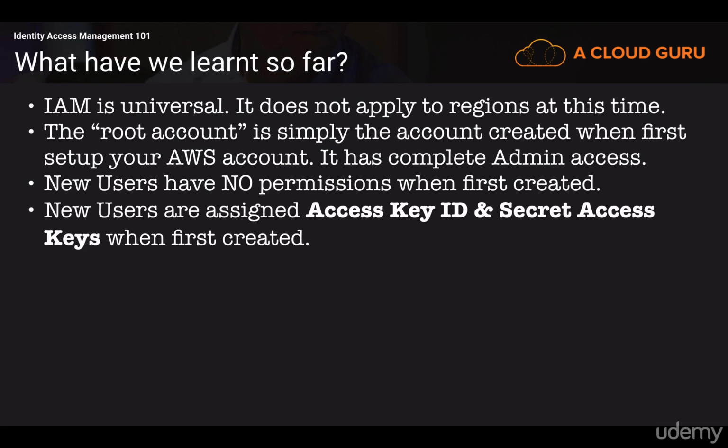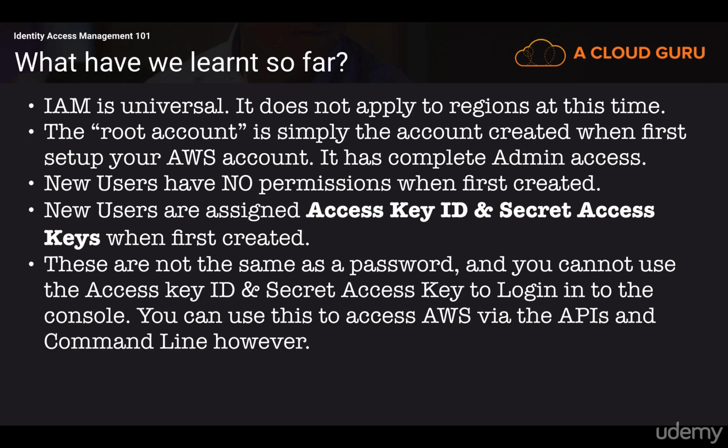We've also learned that new users are assigned an access key ID and a secret access key when first created, and that's what we downloaded in our CSV file. Now it's really important not to confuse them with passwords. You can't use your access key ID and your secret access key to log into the AWS console. That's why we then went on to create a password for our users. What you can use the access key ID and secret access key for is to communicate with AWS either via the command line, or using the SDKs, or using the APIs, and then you pass those credentials to AWS. But it's important to remember that you can't use those credentials to log into the console.